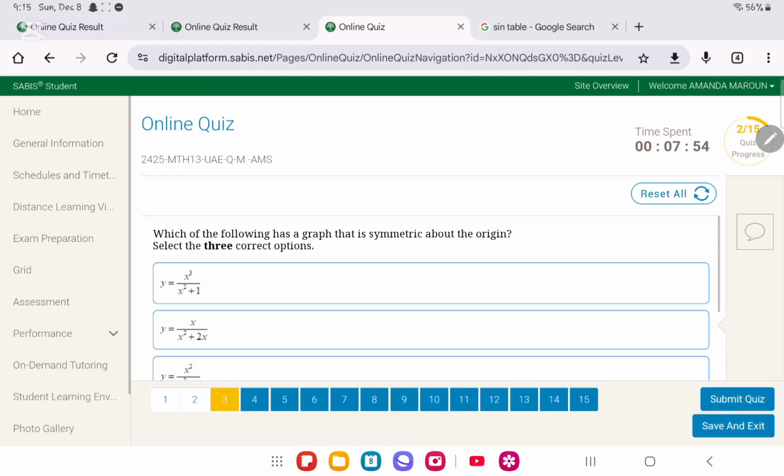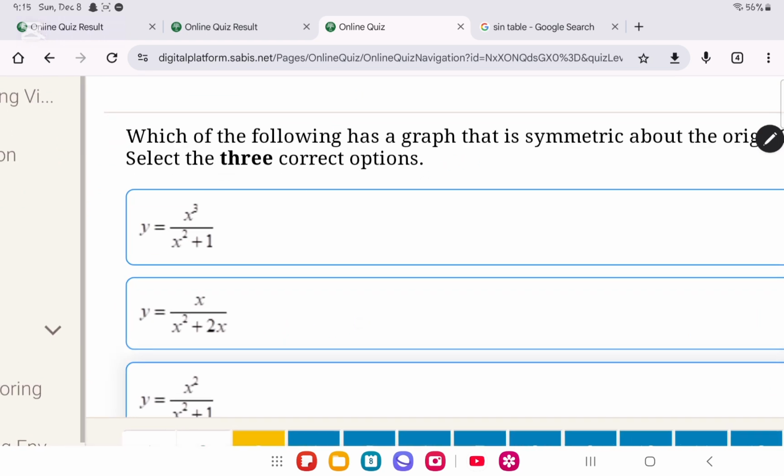Now we move on to question number 3. They need to know which of the following has a graph that is symmetric about the origin. We said symmetric about the origin means it is odd. To find out if it's odd, very simply, we just need to substitute by a number. So let's say 1, and then the opposite of that number, which is negative 1. So first thing, if you substitute by 1, you're going to get 1 to the power of 3 divided by 1 squared plus 1. So that's 1 divided by 2, so half.